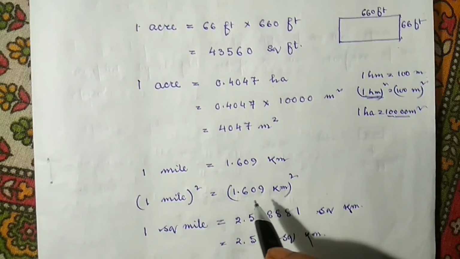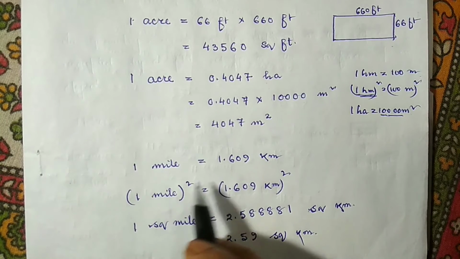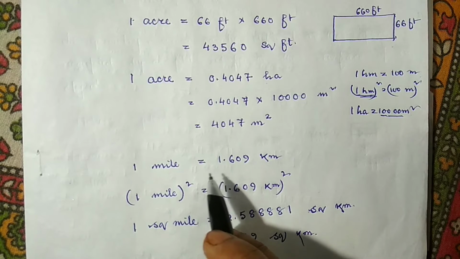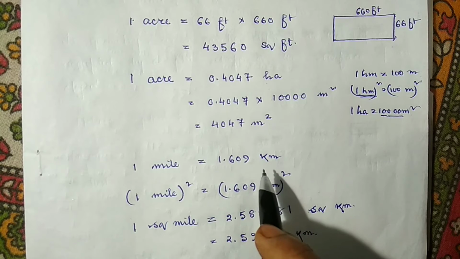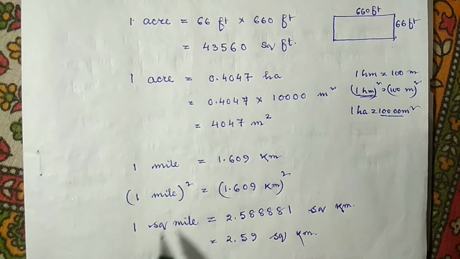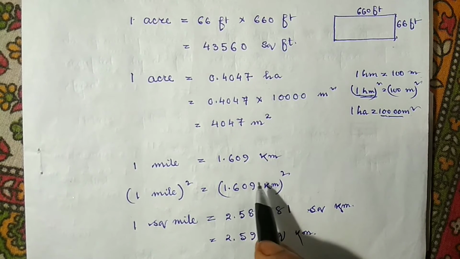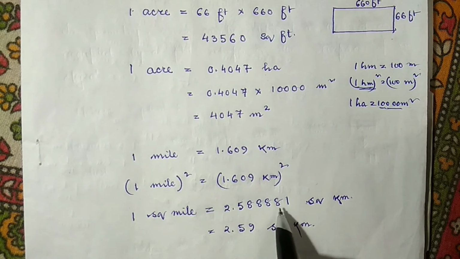Clear? Another common unit which is used in imperial system is mile. And we know 1 mile is 1.609 kilometer. Watch the previous video that I have uploaded to get these values. Now 1 mile is 1.609 kilometer. If you want square kilometer, just square both sides. 1 square mile will be multiply 1.609 into 1.609. You are going to get 2.588881 square kilometer, which can be written as 2.59 square kilometer.